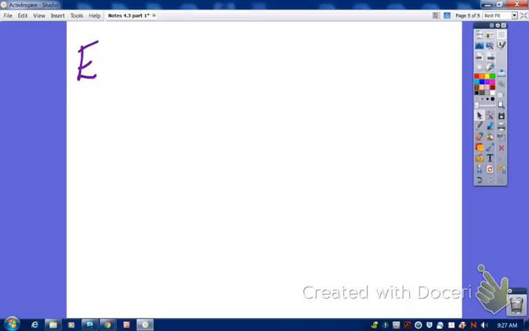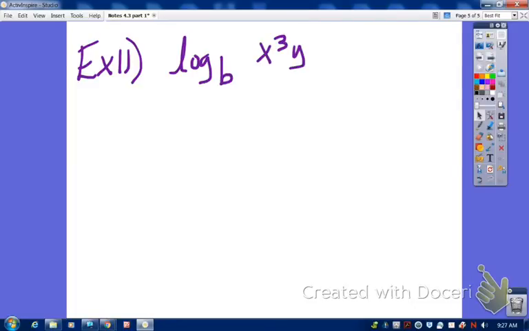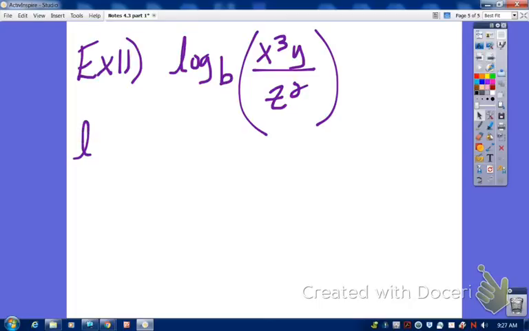Okay, so 11, 12, and 13 are where they get... 13 is just crazy. But we'll do 11. Does anybody know what property we're going to use first? What's the big thing that's going on? The quotient, okay? I got some powers, I got some products, but the big thing that's going on is I got a top divided by a bottom. So we're going to use our quotient property first.